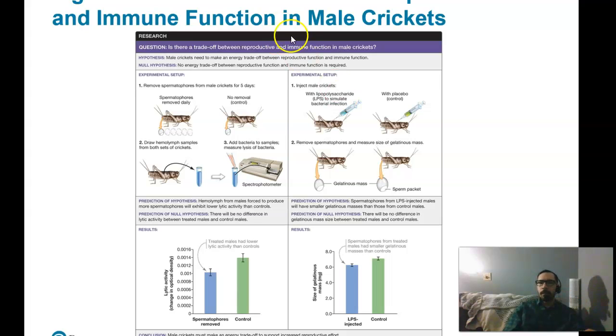And so they injected the two groups. Well, they injected one of the groups with the LPS and the other one with the placebo. And then they removed the spermatophores to measure the size of the gelatinous mass. And they found that in the group where they injected the crickets with the LPS, the gelatinous mass was significantly smaller than the group where they injected the crickets with a placebo. Okay. So here you can see examples of trade-offs between reproduction and immune response or immune function.